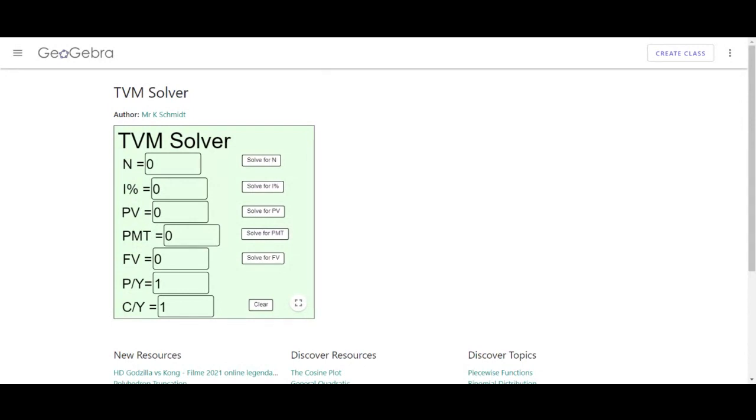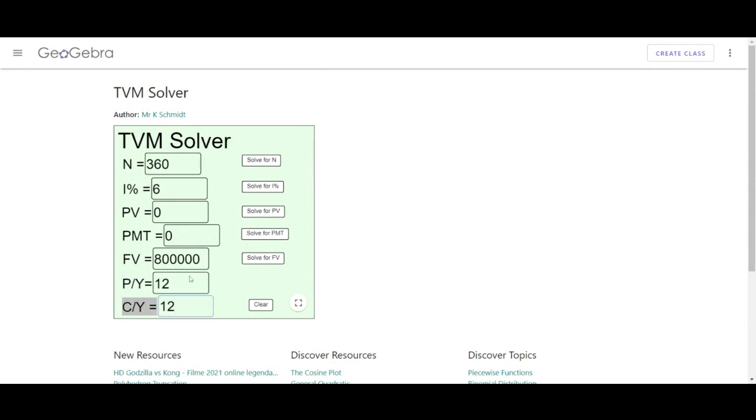We have capital N, right? That's 12 times 30. You could type 12 times 30, but let's just type that. I is 6. I think that's what we said. Yeah. PV is 0. That's how much is in the account initially. PMT is what we're looking for. FV is 800,000. We said P/Y is 12.